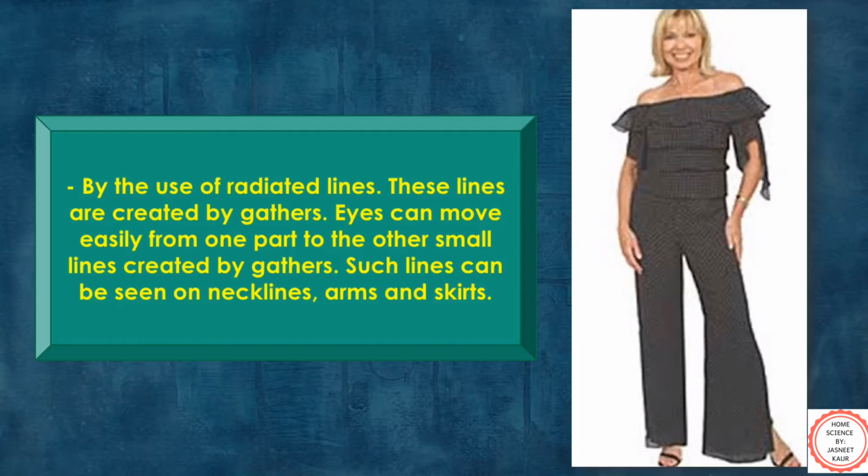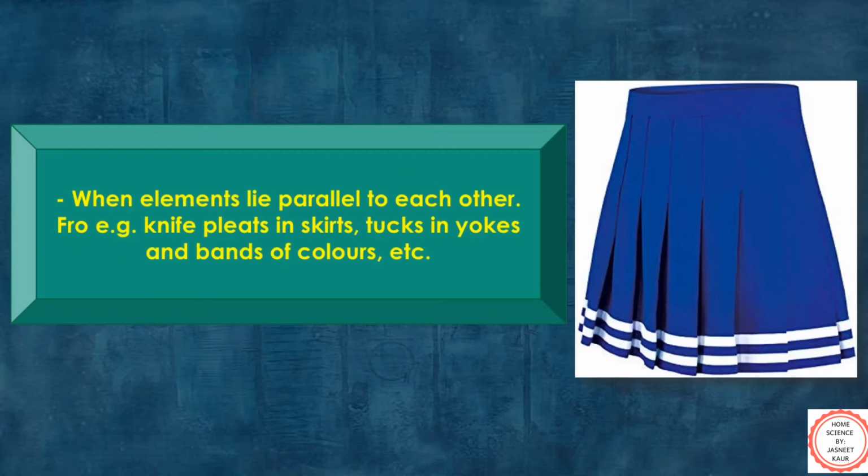In this, the eyes can move easily from one part to the other part of the garment. Such lines can be seen on necklines, arms, and skirts. The last way of creating rhythm can be when elements lie parallel to each other. For example, knife pleats in skirts, tucks in yokes, and bands of colors.